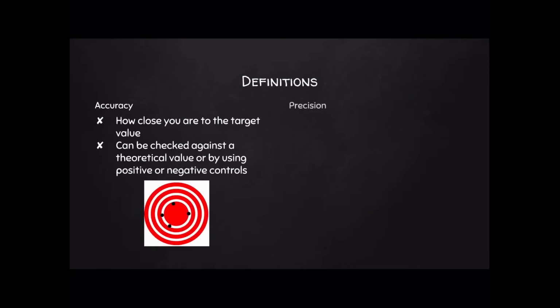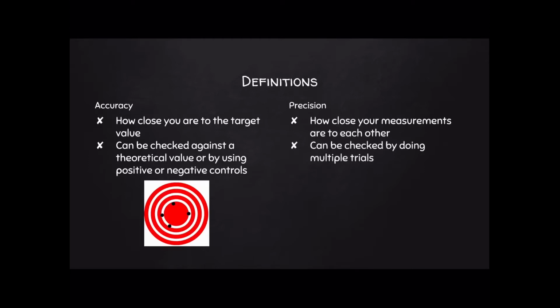Precision, on the other hand, is how close your measurements are to each other. So this is more about you and when you're collecting data, or maybe the equipment you're using, and how close those data points are to each other, how consistent you are in your measurements, that kind of thing. So you check this, you have to do multiple trials, but if you're collecting any sort of numerical data, you can always get a precision result.